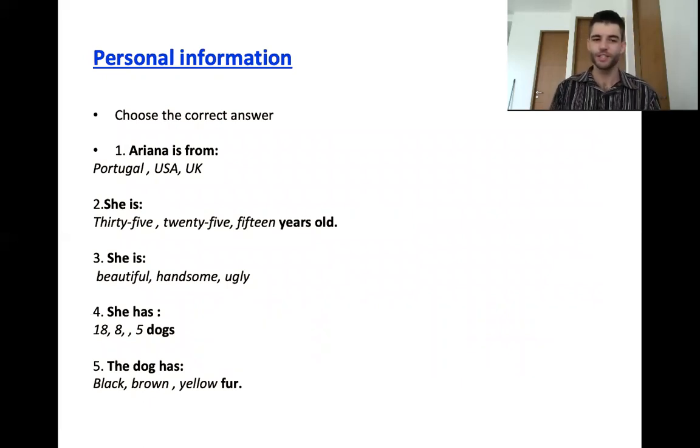Number 3, she is beautiful, handsome, or ugly. She is beautiful. Yes. Number 4, she has 5 dogs. She has 8 dogs. And then number 5 says the dog has. So remember have and has. So here you can see the use of it. The dog has brown fur. And what is fur? Just to recap, fur is like hair. Well, it is hair, but we use fur for animals and not people.